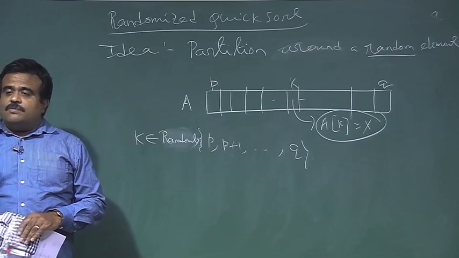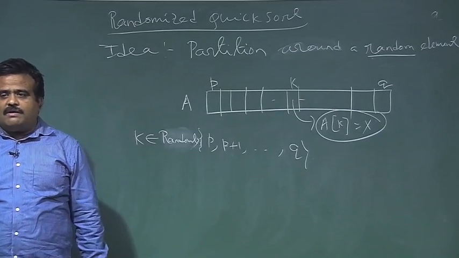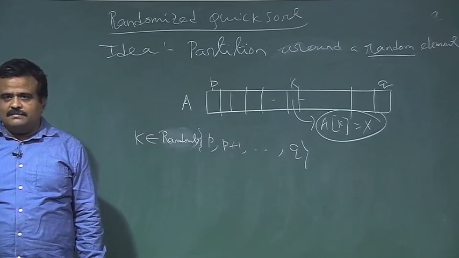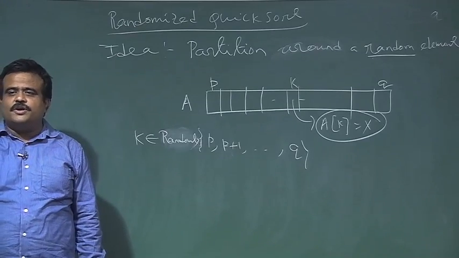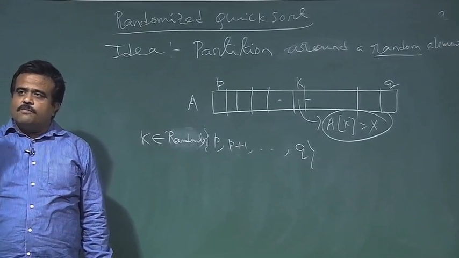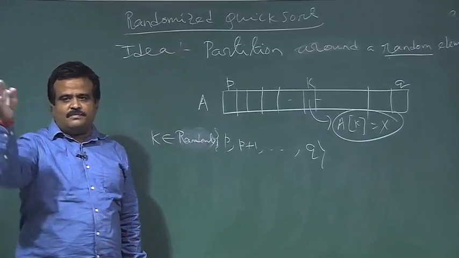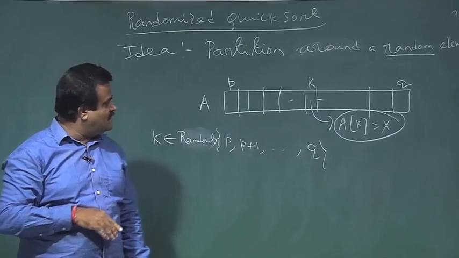So that is why an adversary, or nobody, can come up with some input where our code performs badly, because we do not know which position is going to be the pivot. So we cannot put the minimum or maximum of that array in that position. Okay. So that is the idea.